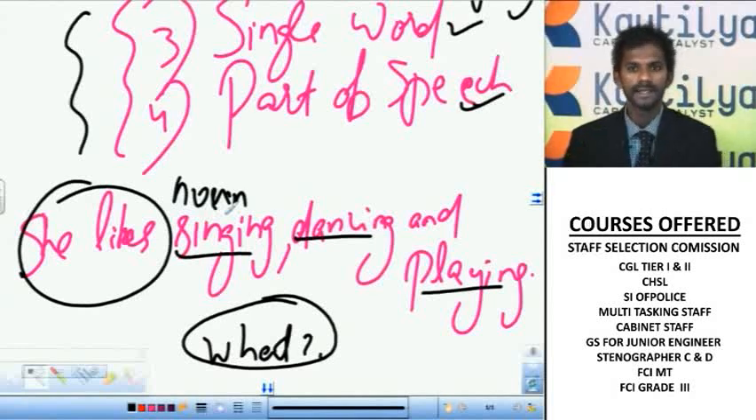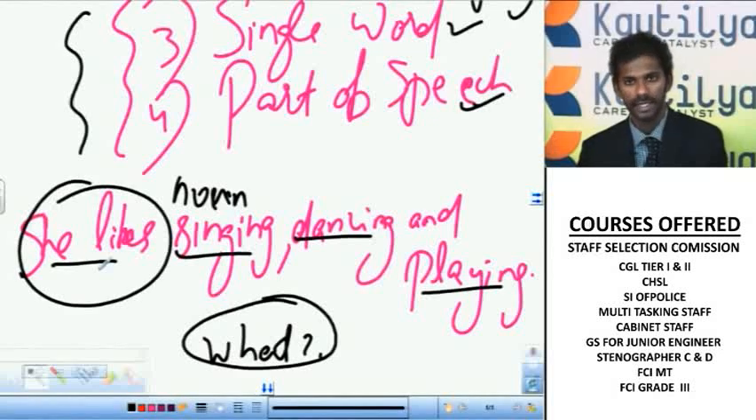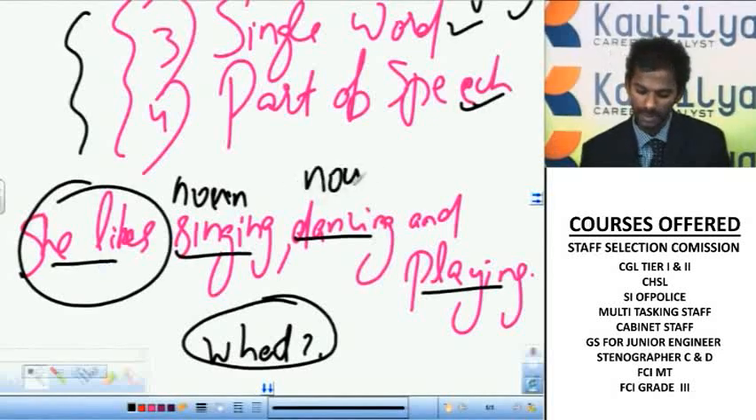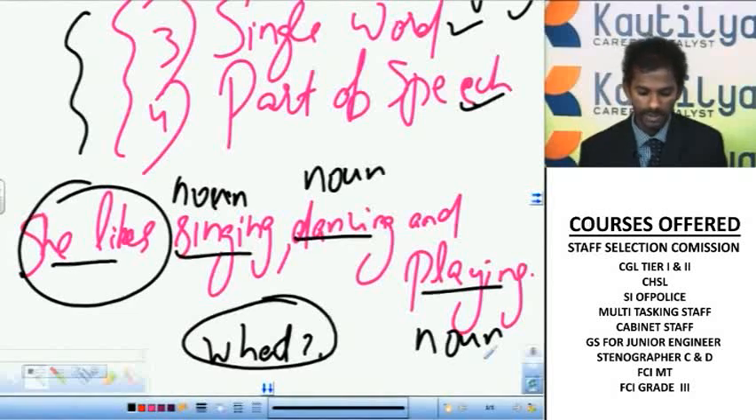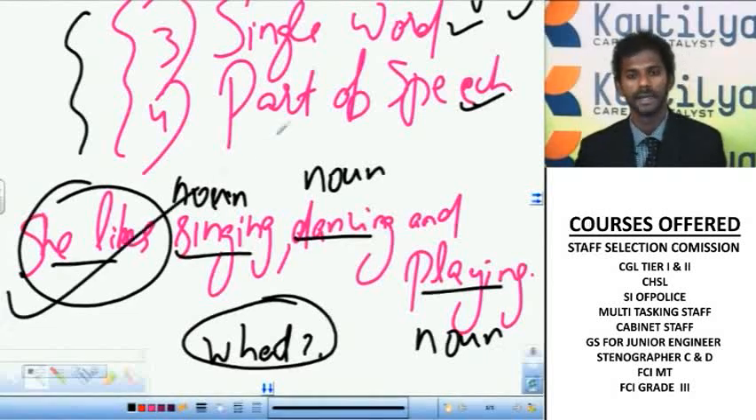If the first idea is a noun, all the other ideas must also be nouns. Come to the second idea, dancing. What she likes, dancing. So we are getting the answer to the question what as dancing, so dancing also becomes a noun. Third idea is playing. What she likes, playing. So playing also becomes a noun here. Clear? So in this sentence there are three ideas. All the three ideas are single words and all the three ideas are in the same part of speech, that is noun. So this sentence has got parallelism. This sentence is grammatically correct. Got it? So that is about the concept of single word and part of speech.